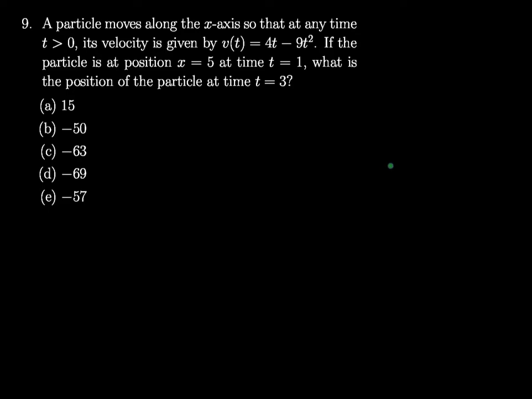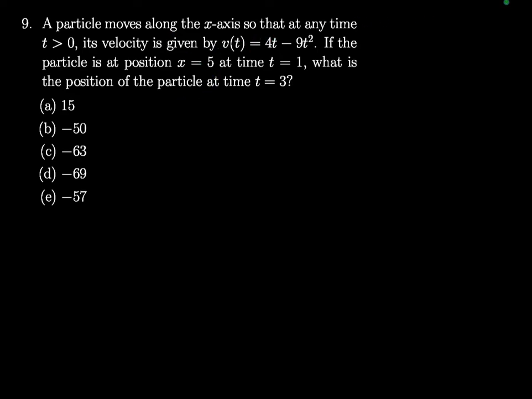Okay, problem number 9. A particle moves along the x-axis so that at any time t greater than 0, its velocity is given by the function v of t is equal to 4t minus 9t squared. If the particle is at position x equals 5 at time t equals 1, what is the position of the particle at time t equals 3?